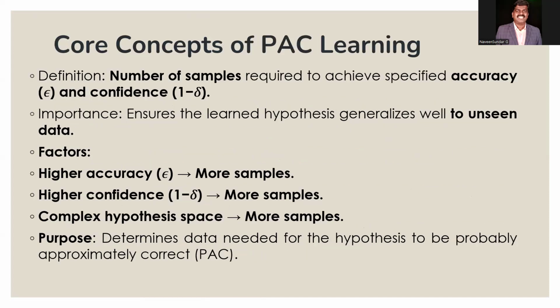So when we look at the core concept of PAC learning, we have epsilon, and then confidence, that is 1 minus delta, and then higher accuracy, higher confidence, and a complex hypothesis space can be dealt with. With this notation, with more samples, we can get an accurate result. That is the main thing we should always think about.